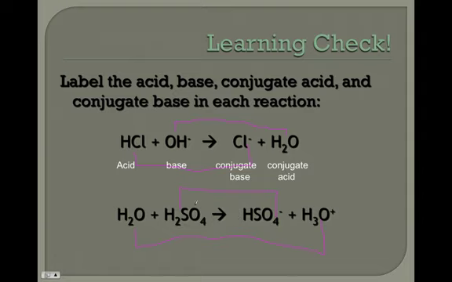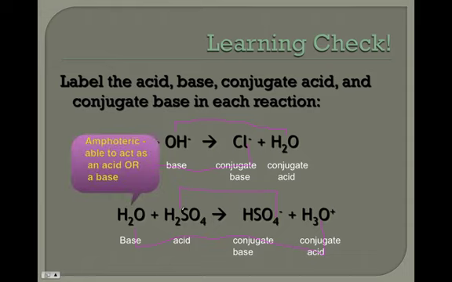Now, this gave up a hydrogen to become this. If you give up a hydrogen, what are you called? An acid. So that means the other one must be a base. Now, water, you might think, well, water is neutral. In this case, it's acting as a base because it accepted that hydrogen. And remember, a base is a proton acceptor. And so water is actually amphoteric, which means that it could be either an acid or a base.